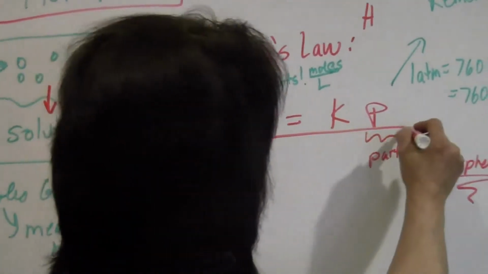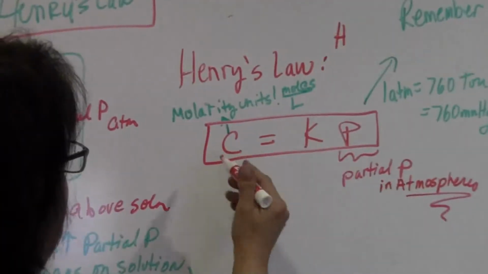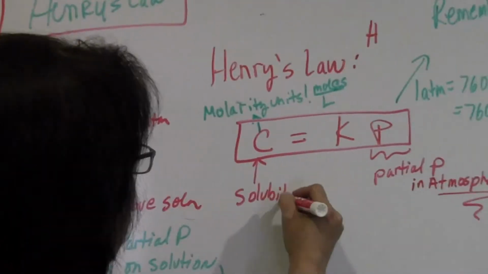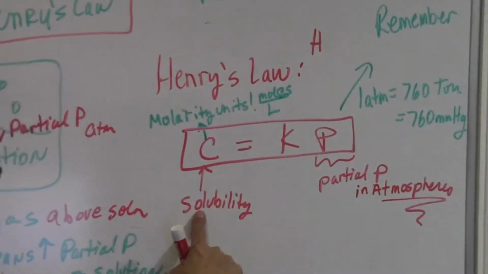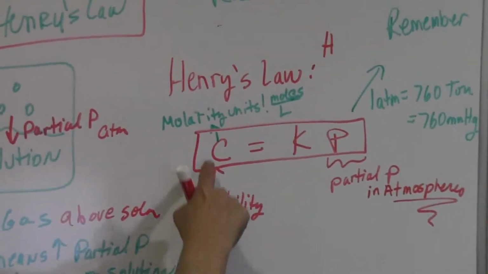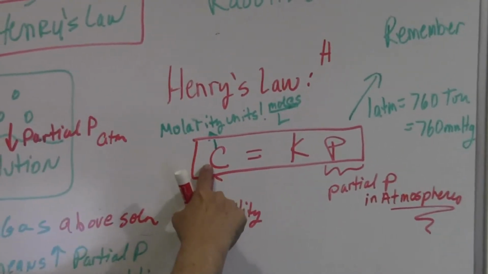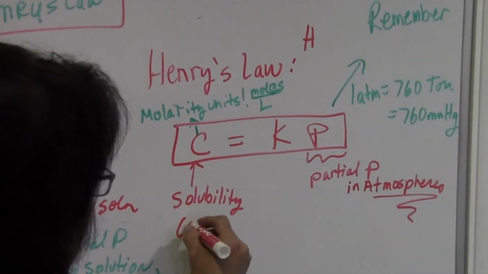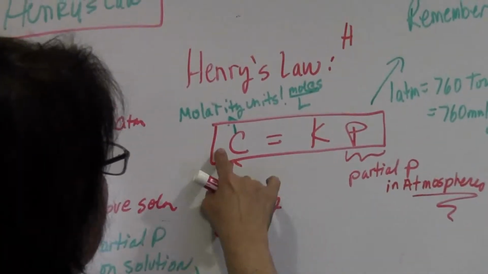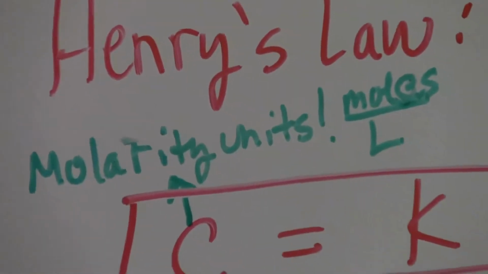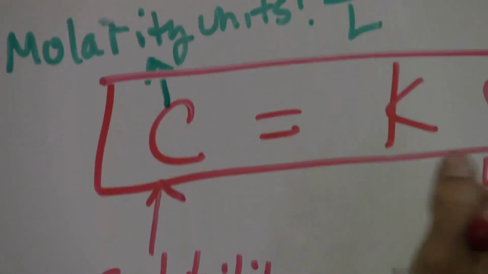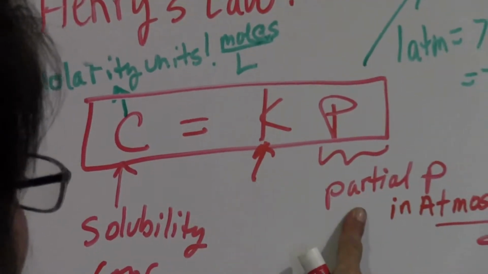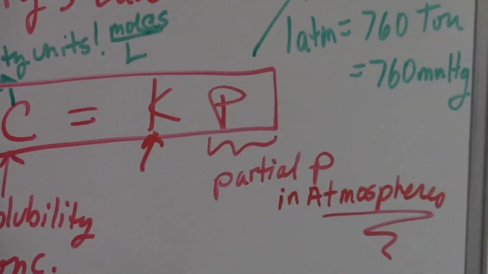The formula for Henry's Law is C, small c, which stands for solubility, how much gas is in the water, in the solution. And C has the same units as molarity because it is a concentration, just like molarity. So it's moles per liter. C equals K, that's our solubility constant, times the partial pressure, again, in atmospheres.